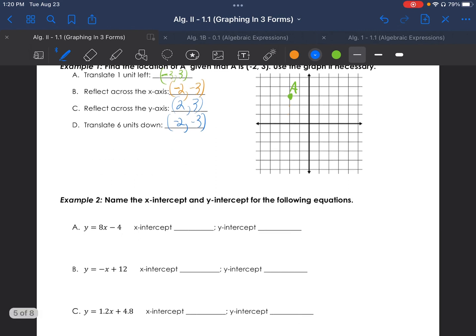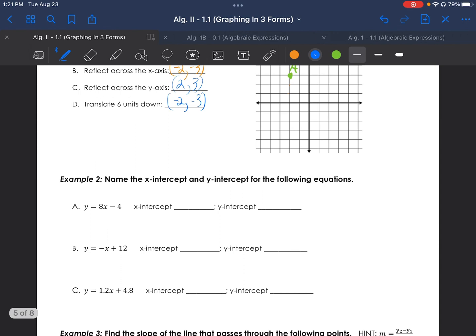All right. Example 2, naming x-intercepts and y-intercepts. So remember from a moment ago, we said, hey, x-intercepts have to be where the y value is 0. Y-intercepts have to be where the x value is 0. So we're going to use those facts to our advantage. So in order to find the x-intercept, we said y has to be 0. So let's make y 0 and just rewrite the rest of the equation. Doing that leaves me with an equation that we can solve.